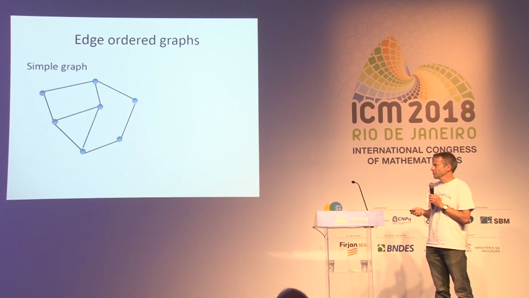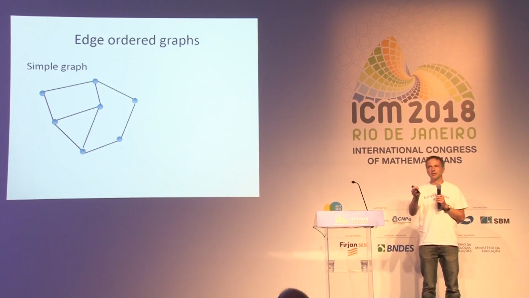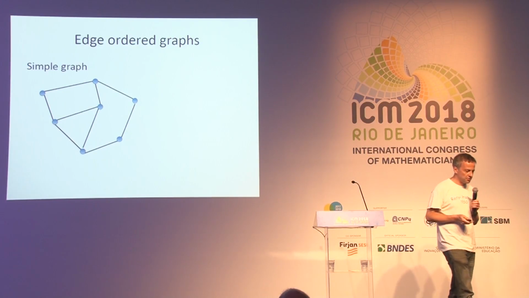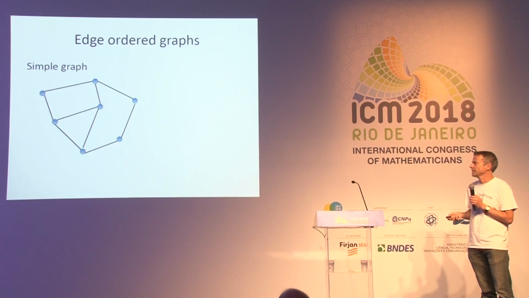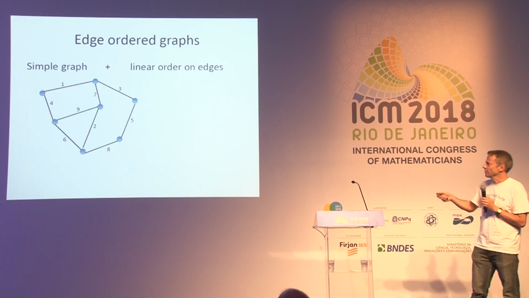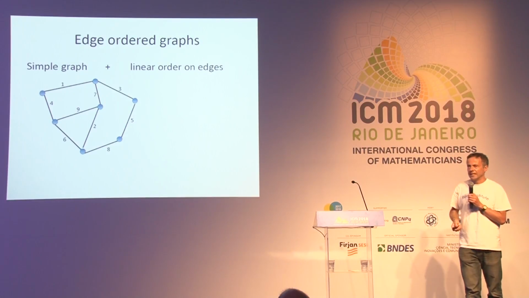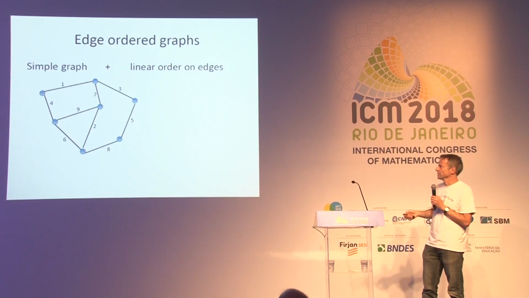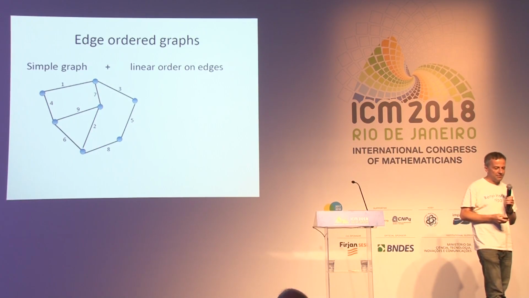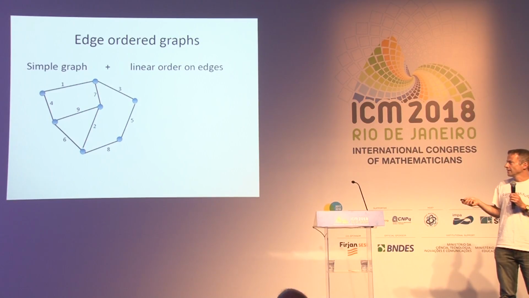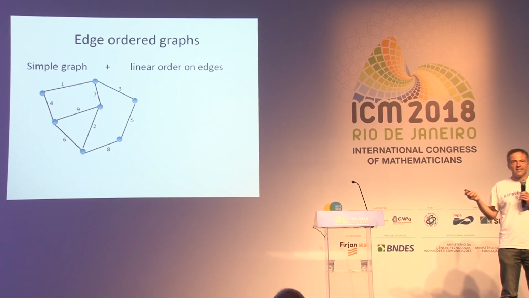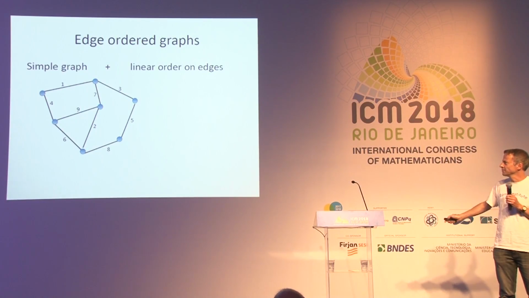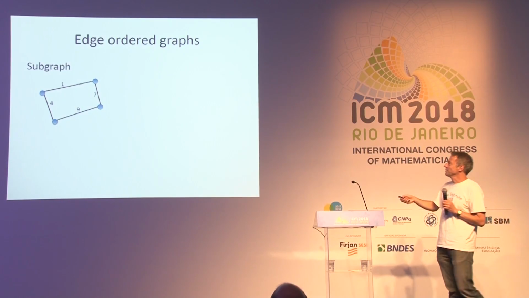I could draw a vertex-ordered graph with the vertices ordered left to right on a line. It's much harder to do it with edge-ordered graphs, so instead I put labels on the edges. These labels represent the linear order. This edge comes first, this edge comes second, and so forth. And again, if you take a subgraph, then the subgraph inherits the edge ordering. So here is a subgraph.